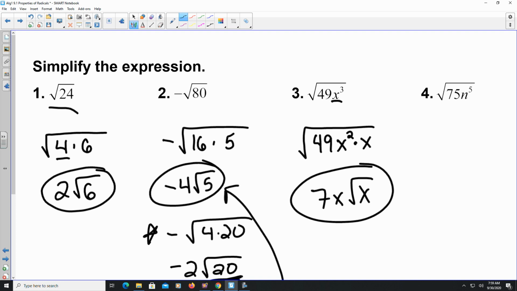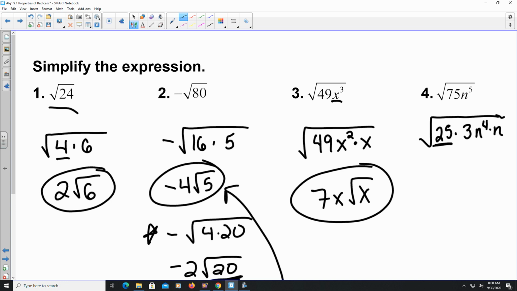Here, with the square root of 75 n to the fifth, 75 is not a perfect square number, but if I broke it up as 25 times 3, I would get there. And then this is going to be n to the fourth times n, because n to the fourth times n is n to the fifth.